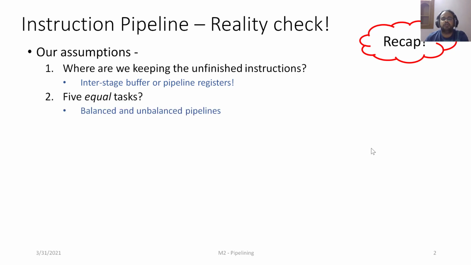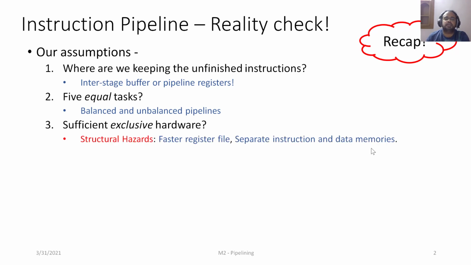The second one was assuming that all the stages of the pipeline will take equal amount of time, and that might not be possible all the time. So accordingly, we need to adjust the clock cycle or find some workaround. The third one is assuming that there is an exclusive hardware for each of the stages, but we saw that it might not be the case. Those events are called structural hazards.